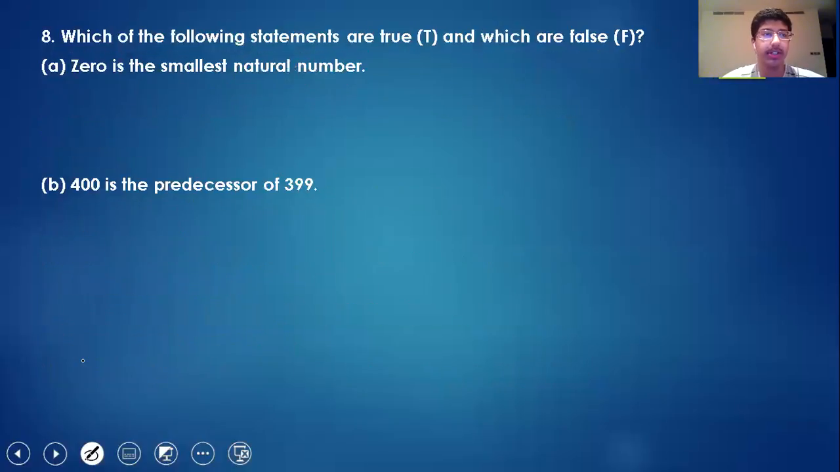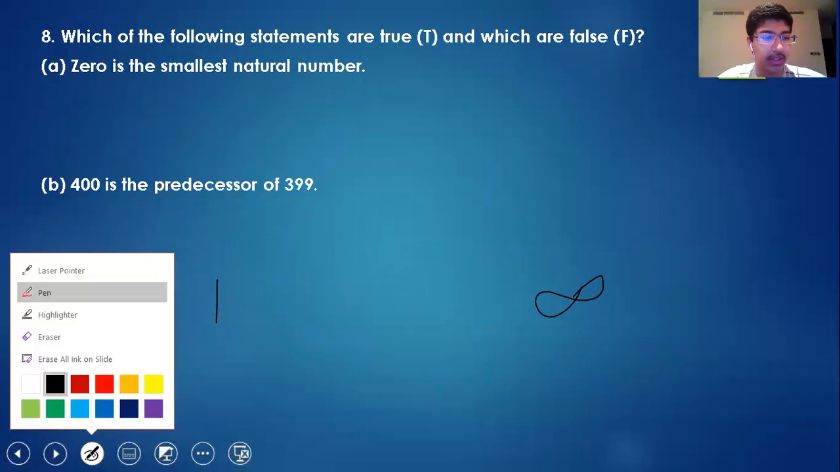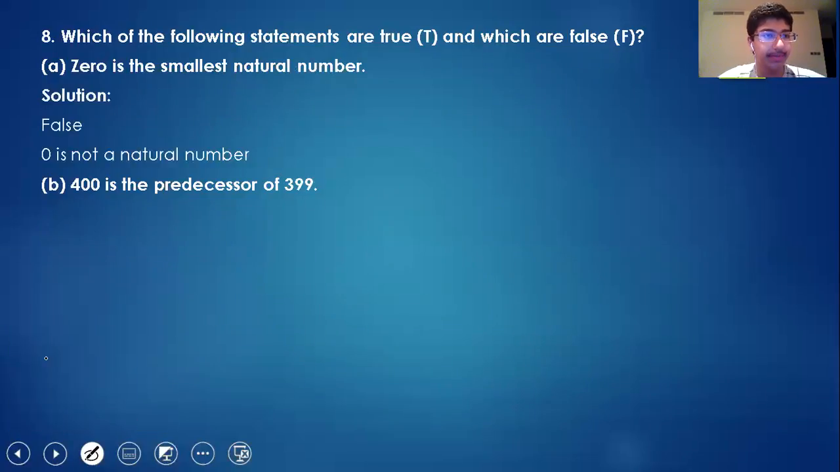Let's go to the next question. Eighth one. Which of the following statements are true and which are false? Zero is the smallest natural number. Natural numbers are those numbers starting from 1 to infinity. Zero is not included in natural numbers, so zero cannot be considered in this situation. So this is going to be false, as zero is not a natural number.